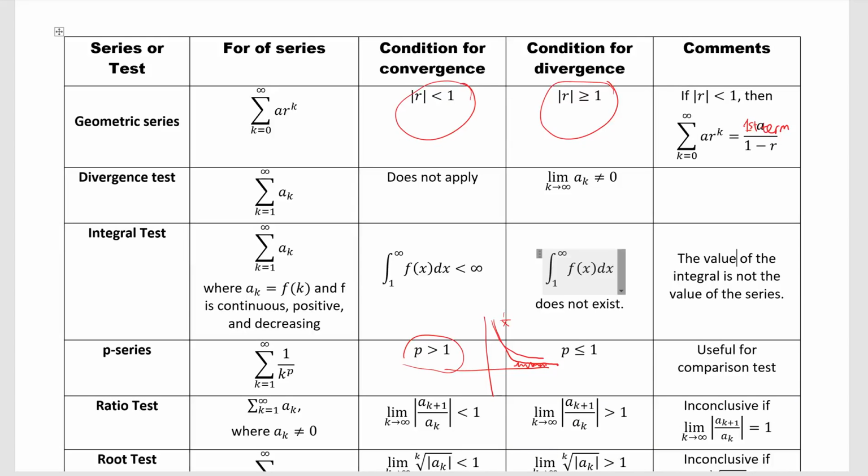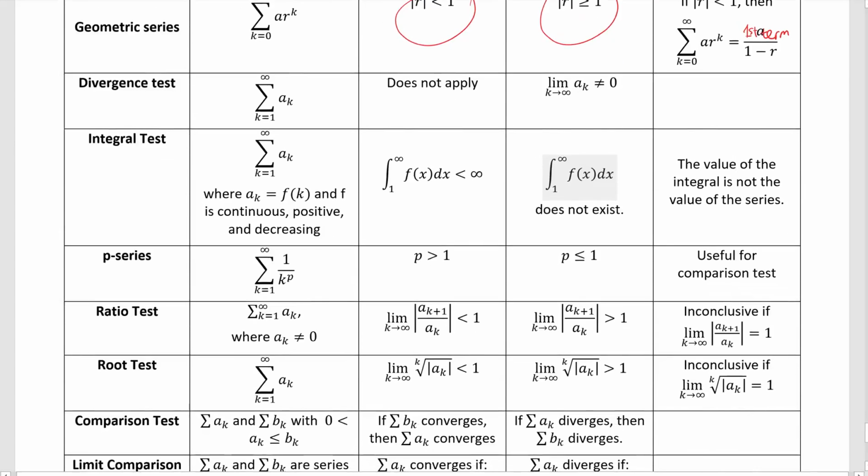And then 1 over the square root of x, so 1 over x to the 1/2, is bigger than 1 over x when x is greater than 1. So that's why it diverges. So if P is bigger than 1, then our series is smaller than 1 over x, and that's why it converges. You can see these two numbers are kind of flipped, so keep that in mind.